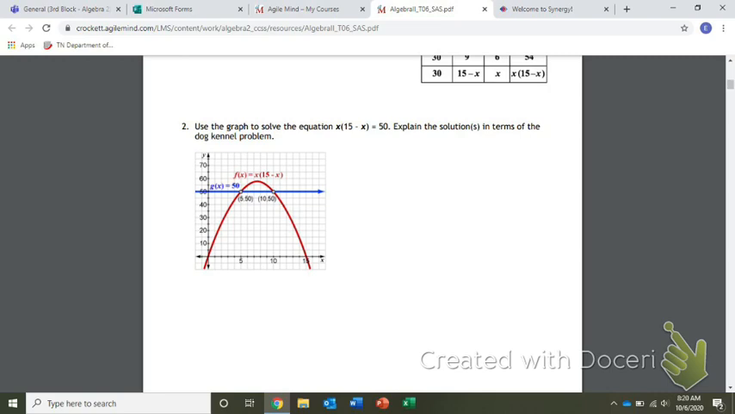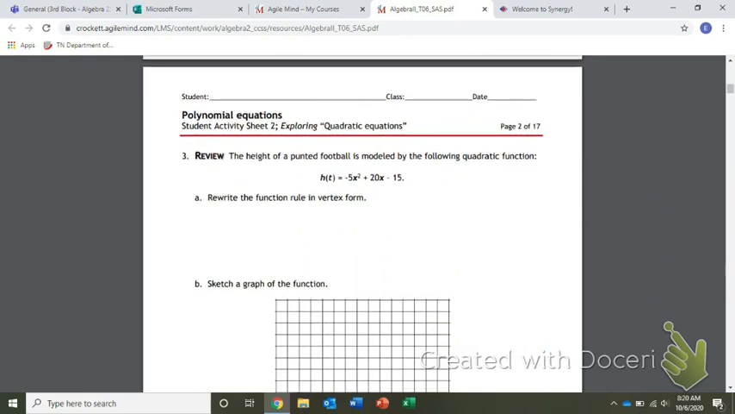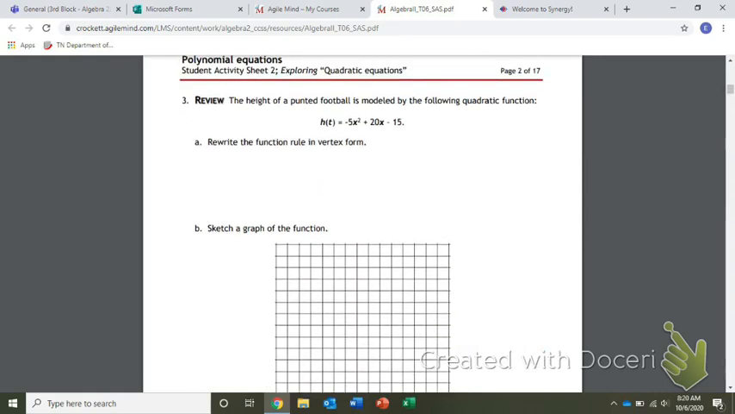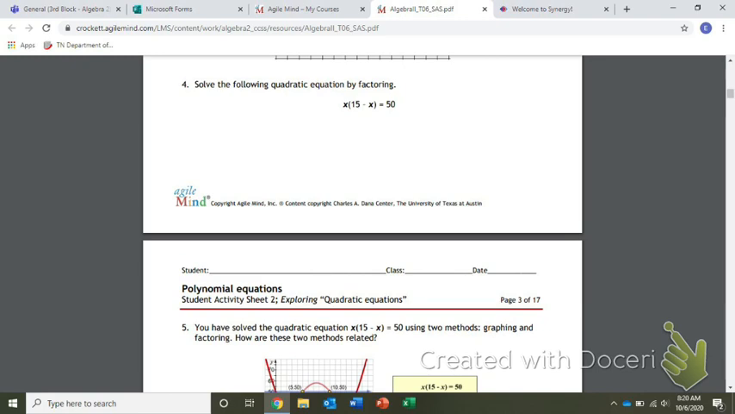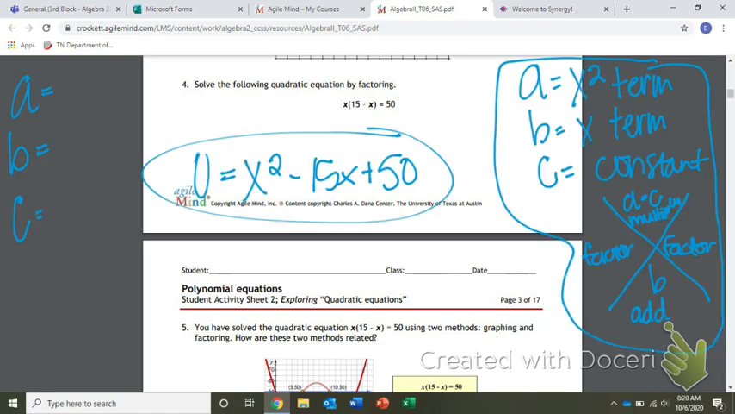Now, if you jump to number 4, because we skipped number 3 yesterday, we will touch on number 3 tomorrow. If you go to number 4, it talks about solving by factoring. Yes, you have learned to factor. Have you forgotten it? Maybe so. I'm not sure. But you've seen it before.